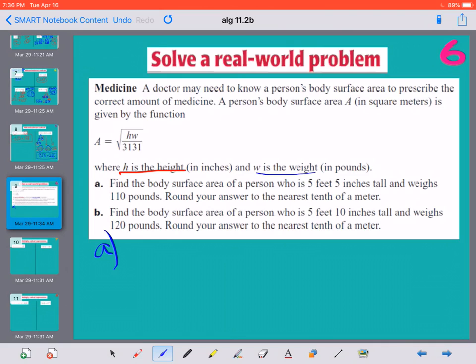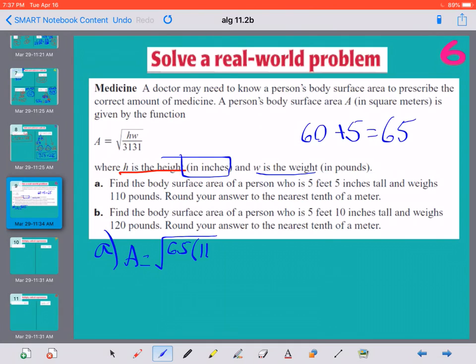Well, I can't really multiply something that is feet and inches, because I know that h is the height in inches. So what I can do is convert my feet to inches. I know that 5 times 12 is going to be 60. Then I know I have an extra 5 inches, so 60 plus 5 gives me 65. So my area is going to be the square root of 65 times 110, because that's how much they weigh, over 3,131.